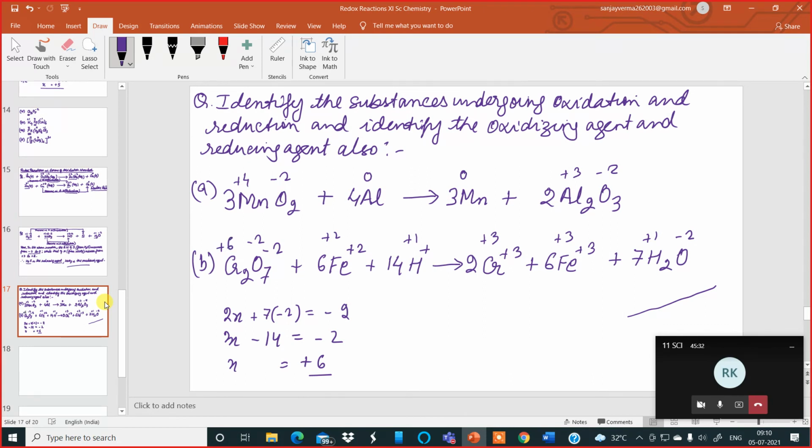So now see, I've written down the oxidation number of all the elements above the symbols. Try to get from these two questions which reaction is oxidation and which is reduction, and also at the same time try to identify the oxidizing agent as well as the reducing agent. Have a look at the previous example and you will get a better idea.